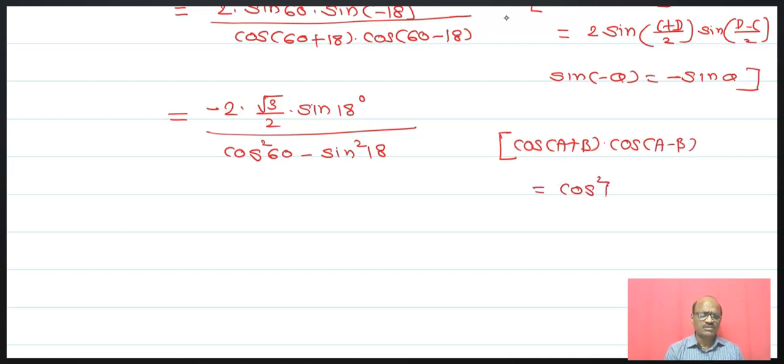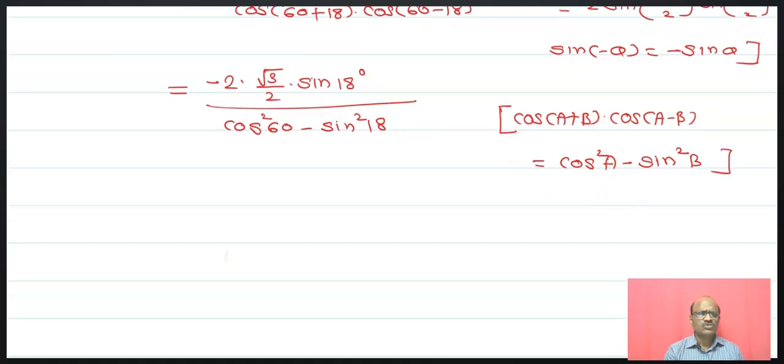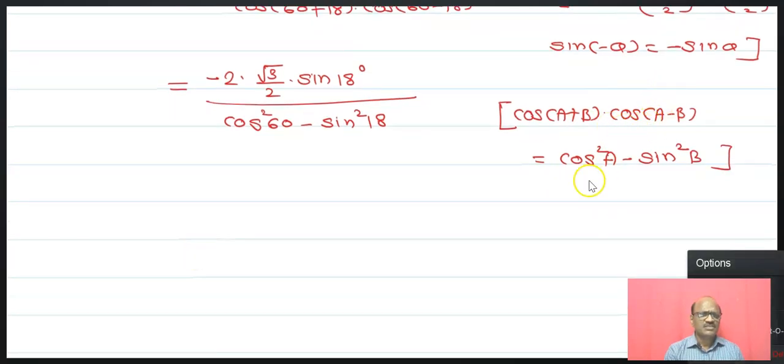there is again one more standard result, that is cos of (a plus b) into cos of (a minus b) is equal to cos square a minus sine square a. In this case, a is 60 and b is 18, and that's why we have minus 2 into root 3 upon 2 into sine of 18 upon cos square 60 minus sine square 18. Now see this next.